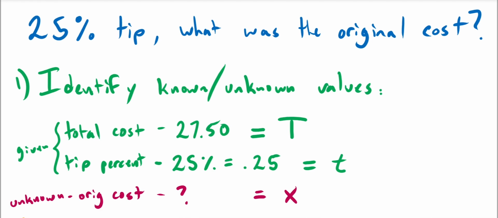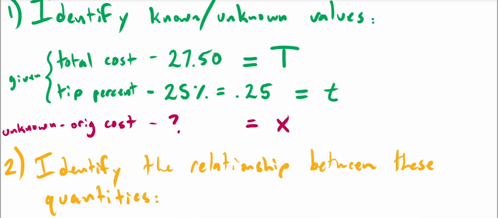So let's give them names. Let's say total cost is big T. Let's say tip percentage is little t. And let's say that the unknown original cost was x, because that's a pretty classic name to give to the unknown. Now we want to identify the relationship between these three quantities.